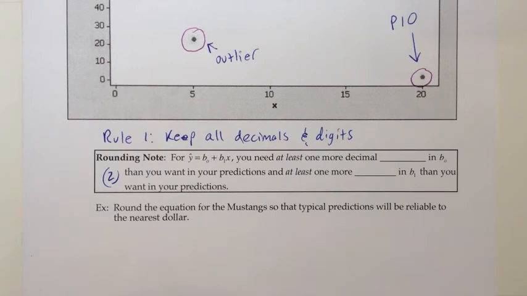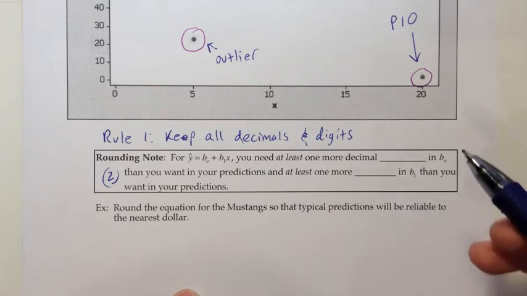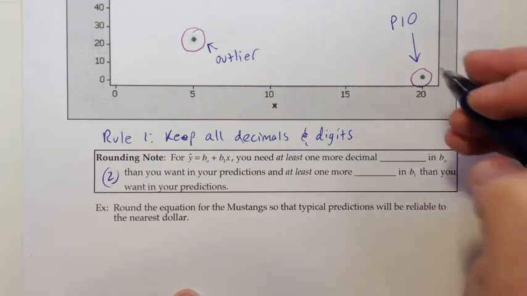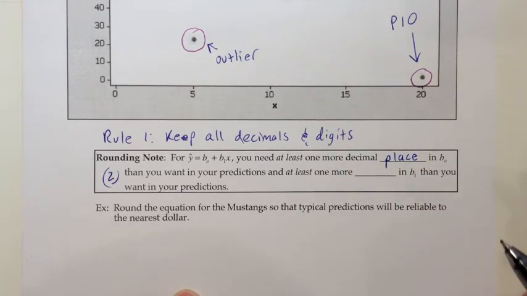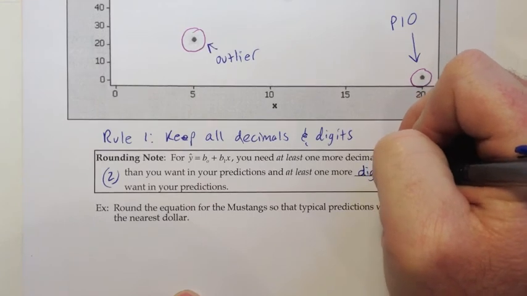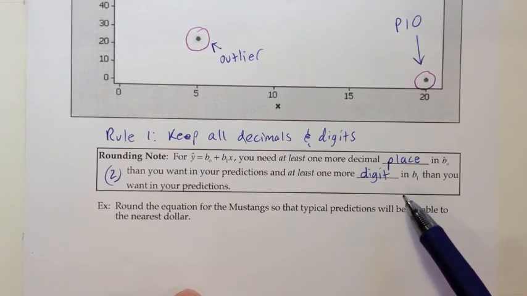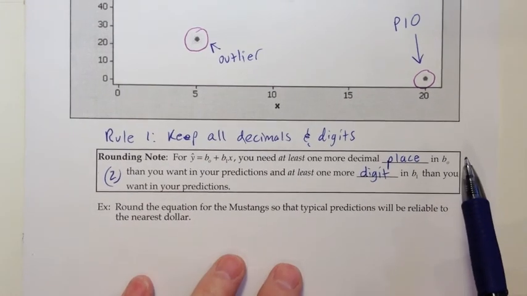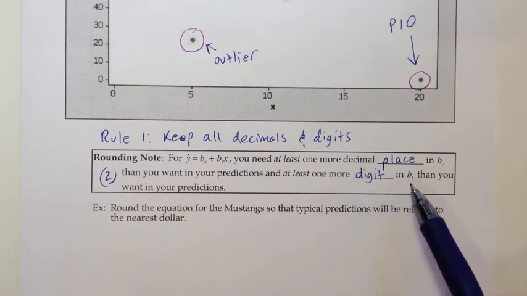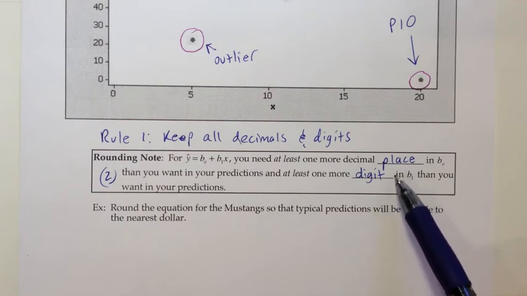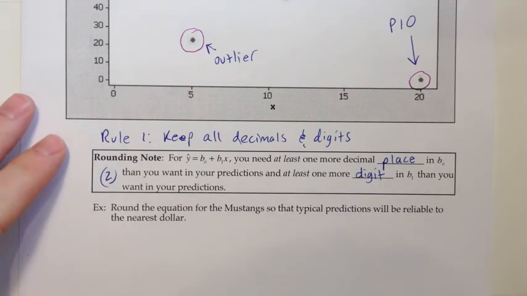So when you're writing an equation of the form y hat equals b0 plus b1x, you need at least one more decimal place in b0 than you want in your predictions, and you need at least one more digit in b1 than you want in your predictions. So what makes this rounding rule a little bit confusing is that when you're looking at the intercept, it's about decimal places, and when you look at the slope, it's about digits. So that can be a little bit tricky, and if you find that to be tricky, you can always just go back to rule number 1 and keep all the decimals and digits, which is a pretty safe move.